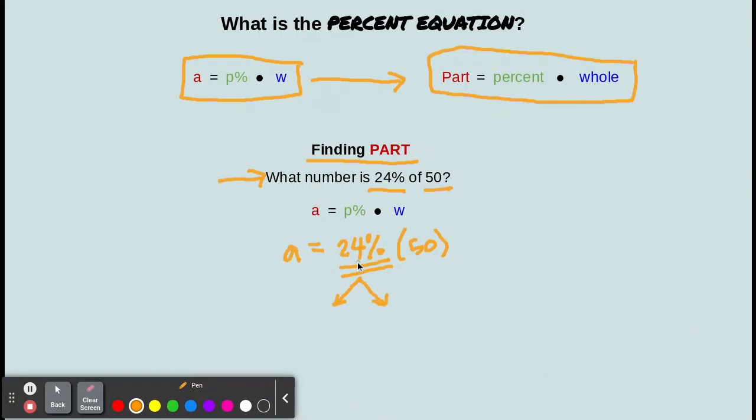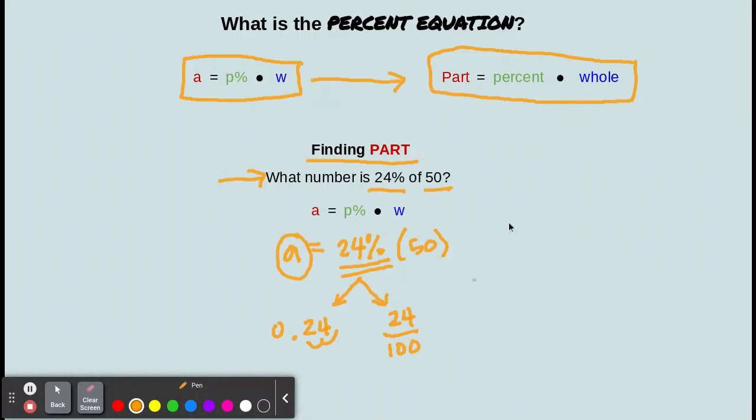And knowing what we learned a couple sections ago, to turn a percent into a decimal, we simply take the percent, get rid of the percent sign, and move the decimal 2 places to the left. 1, 2. So 24% is the same as 0.24. It is also the same as 24 per 100, right? So you can use either one of these to help you find A.